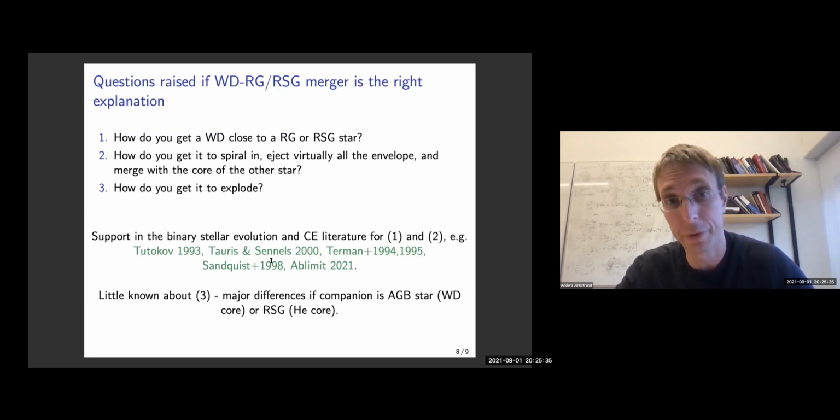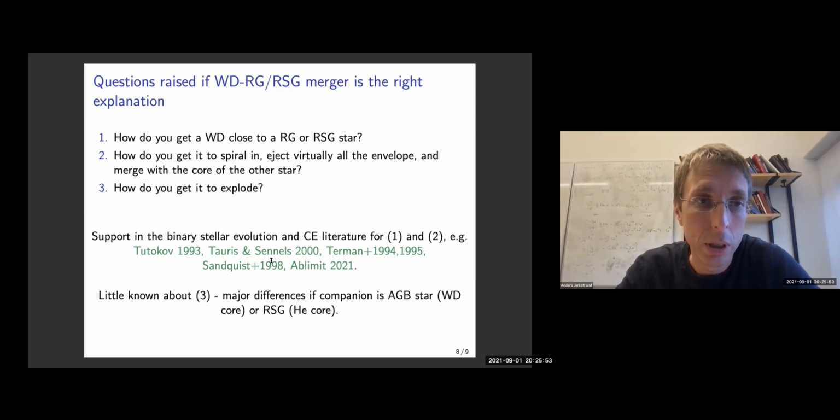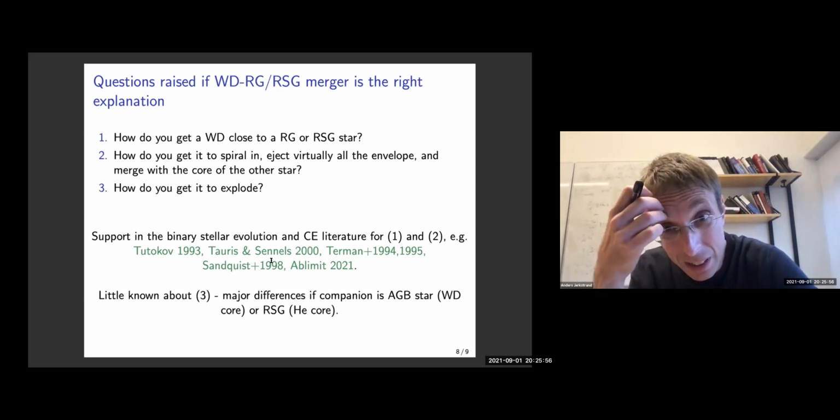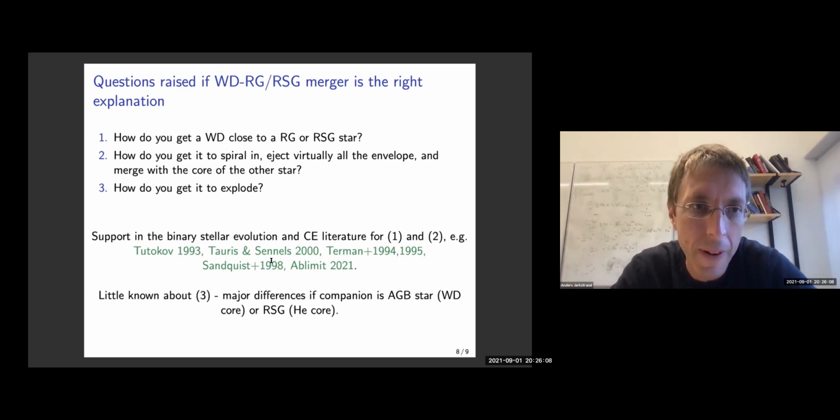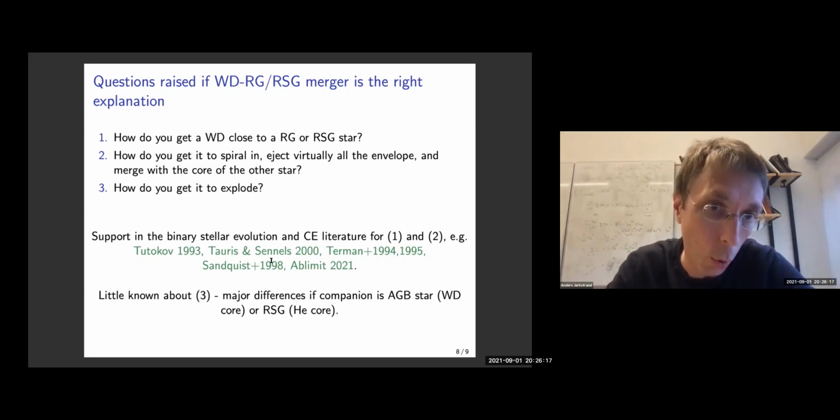We need to get the white dwarf to come close to a massive star, red giant or red supergiant. That seems possible from what I understand from binary population synthesis modeling. It doesn't happen that often, but it does happen. We need the white dwarf to spiral in, eject all or most of the envelope, and get close enough to the core of the other star that it can somehow accrete and explode. And related to that, how can we get the white dwarf to explode within approximately 1 century of plunging in towards the core of another star?